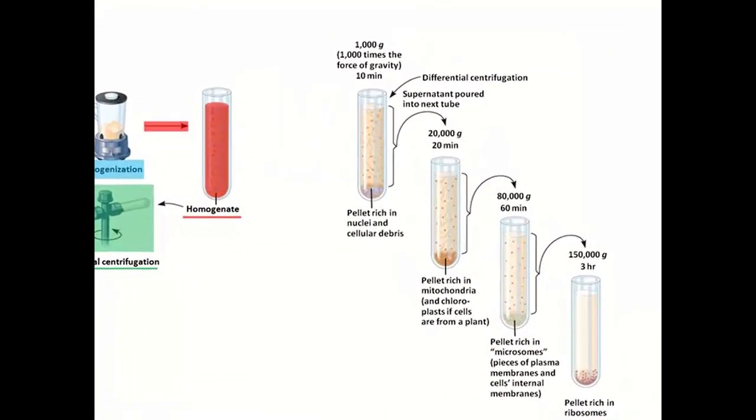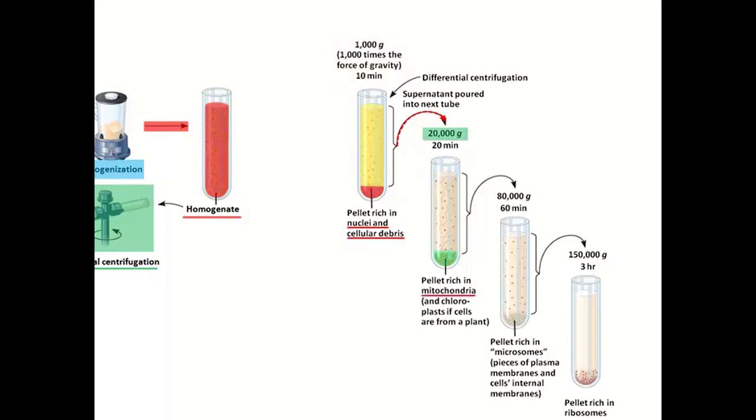For example, if we first spin the tube at something like 1,000 Gs, or 1,000 times the force of gravity, you'll get a pellet rich in nuclei and cell debris. But there'll still be a liquid portion above that pellet called the supernatant. And within that supernatant, there'll be other parts of the cell that are smaller. If we pour that supernatant off and spin it at a higher rate of speed at something like 20,000 Gs, you'll get a pellet rich in mitochondria.